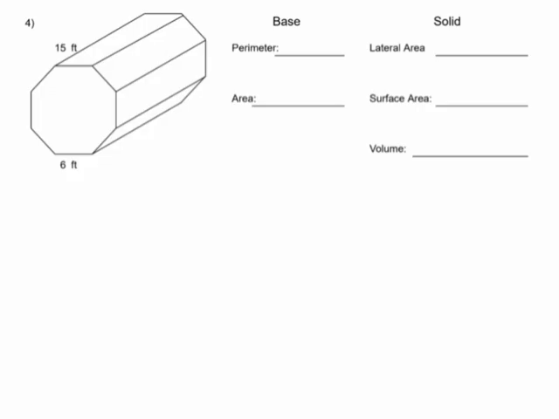Problem number 4, let's do a prism. For the base, the number of sides is 8 because it's an octagonal prism, and the side length is 6. On the perimeter of the base, we're going to take the number of sides and multiply it by the side length. That would be 8 times 6. So the perimeter is 48 feet.